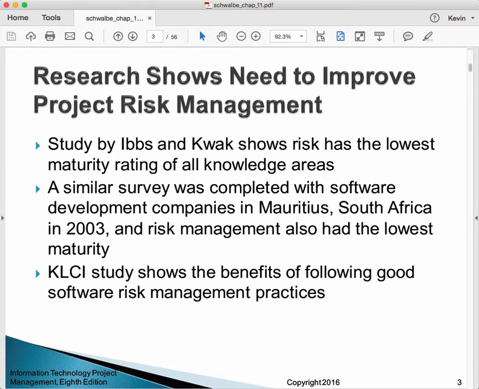So that's not the only research in this area, and the slide talks about two other studies that essentially show that risk management for projects is important, and following good software risk management practices pays off.